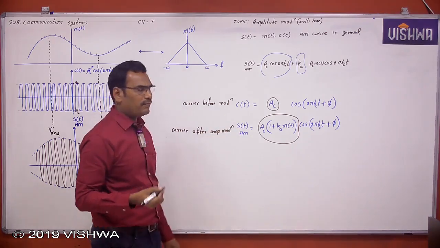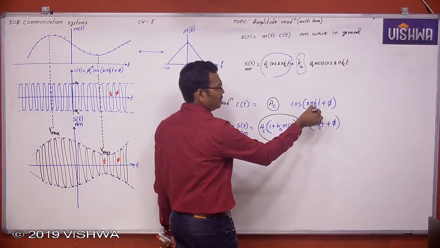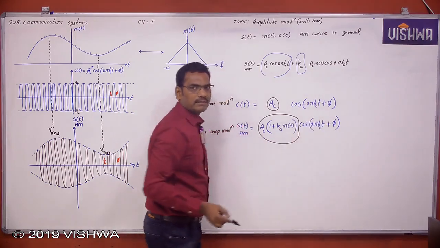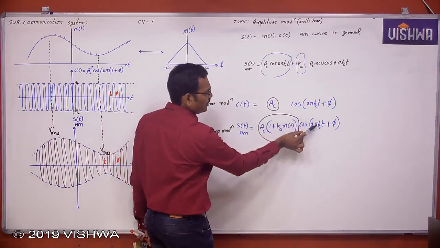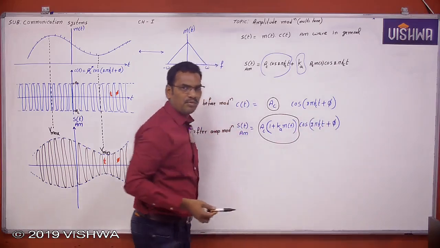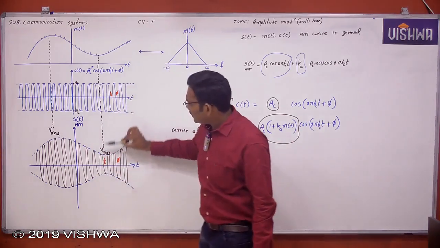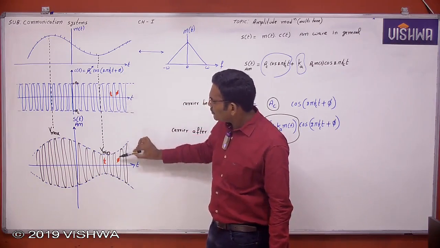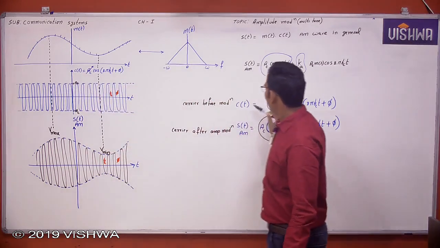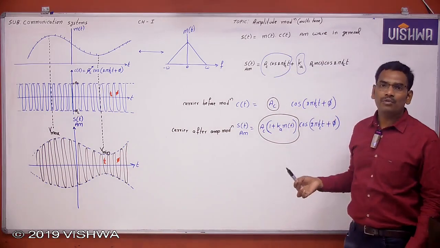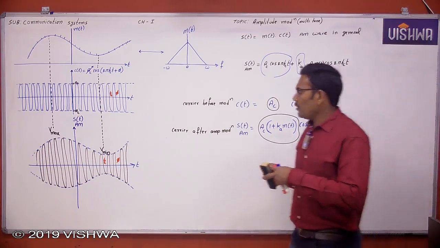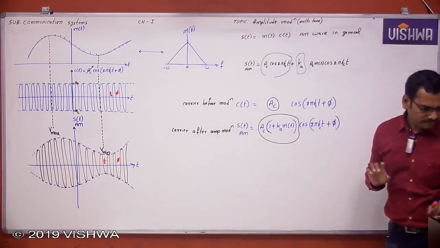So what is the difference? What is the change? There is no change in frequency, right? And there is no change in phase. There is no change in frequency in amplitude modulation. There is no change in phase in amplitude modulation. Here also, there is no change in frequency and no change in phase. The only change is in amplitude. That's why this is called amplitude modulation. Understand? Okay. Now first you note down this.